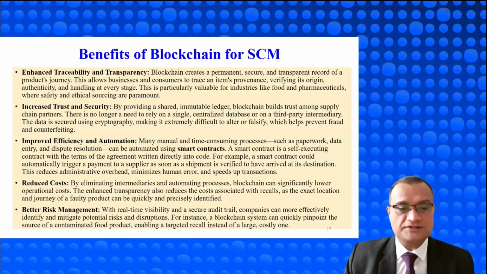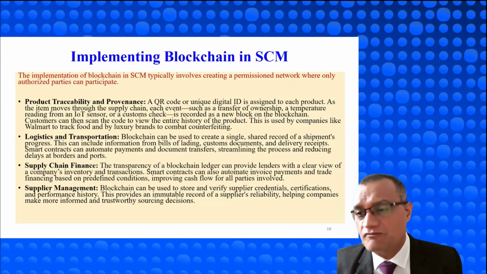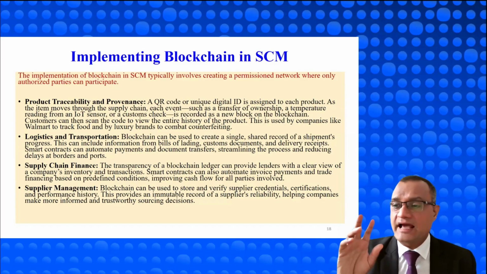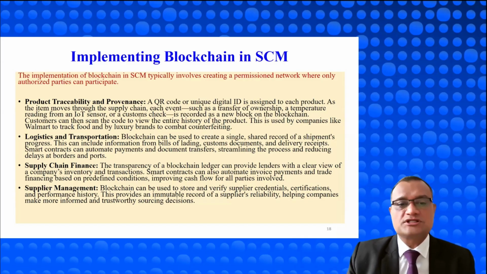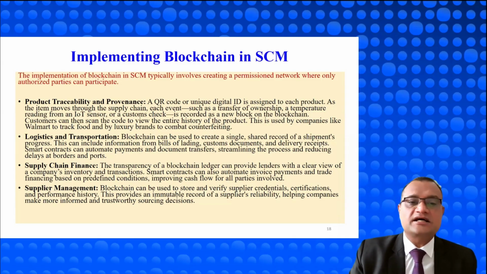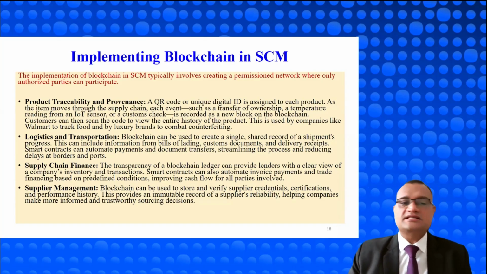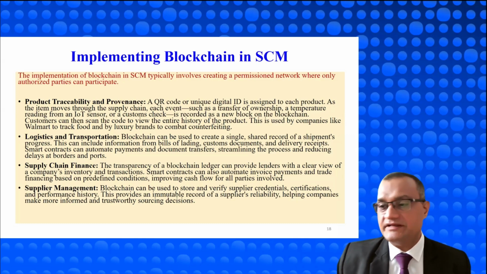So when you are implementing blockchain in supply chain, there are a couple of considerations. Number one, product traceability and provenance. You can have a QR code or unique digital ID assigned to each product item as it moves through the supply chain. Each event, such as a transfer of ownership, a temperature reading from an IoT sensor, or a customer check, is recorded as a new block on the blockchain. This is used extensively by companies like Walmart to track food and by luxury brands to combat counterfeiting.